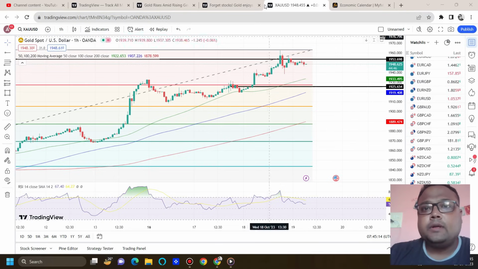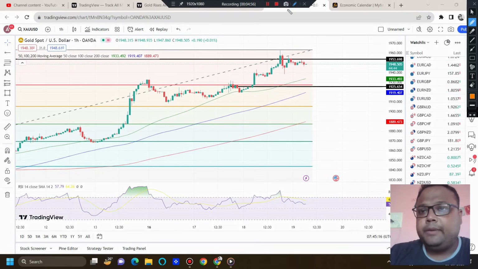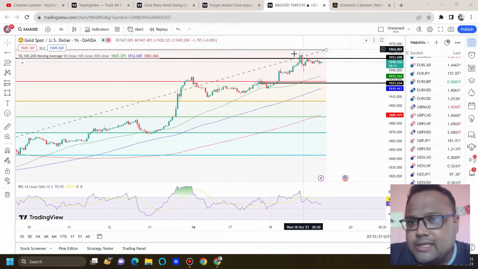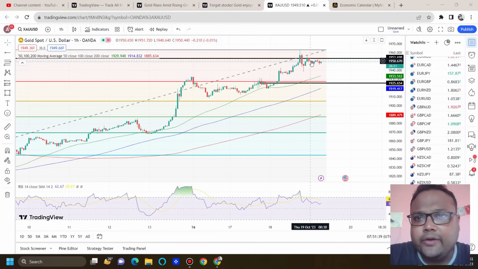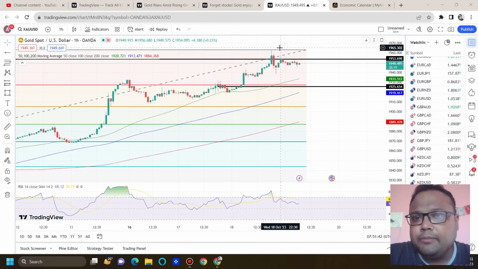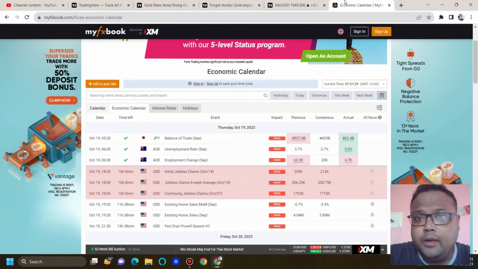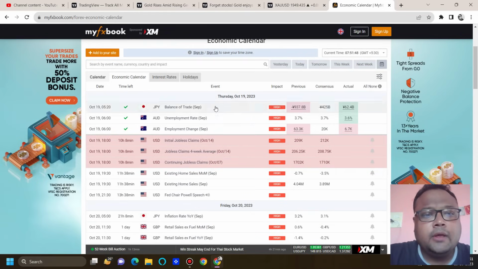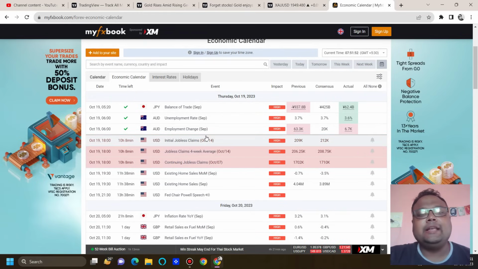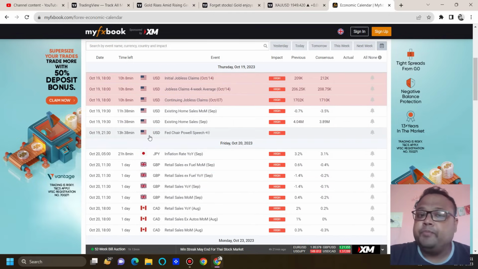And swing traders, let me tell you, right now the market is struggling around the resistance here, and you can see the market is not coming down for a retracement properly. The problem may be on the economic calendar. You can see we have news coming up. First of all, initial jobless claims, and then we have Fed Chair Powell's speech. So two big events.